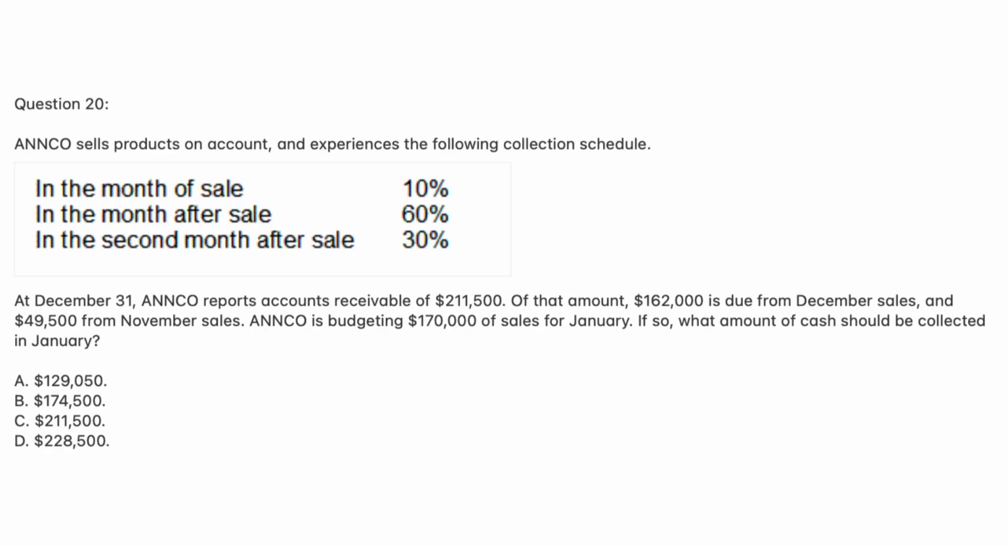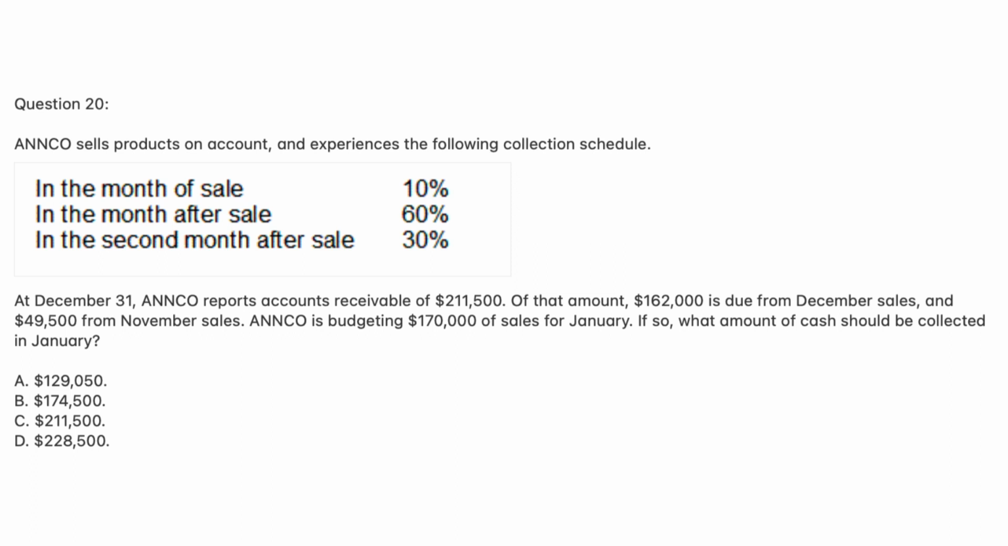Question 20. ANNCO sells products on account and experiences the following collection schedule. At December 31st, ANNCO reports accounts receivable of $211,500. Of that amount, $162,000 is due from December sales, and $49,500 from November sales. ANNCO is budgeting $170,000 of sales for January. If so, what amount of cash should be collected in January?